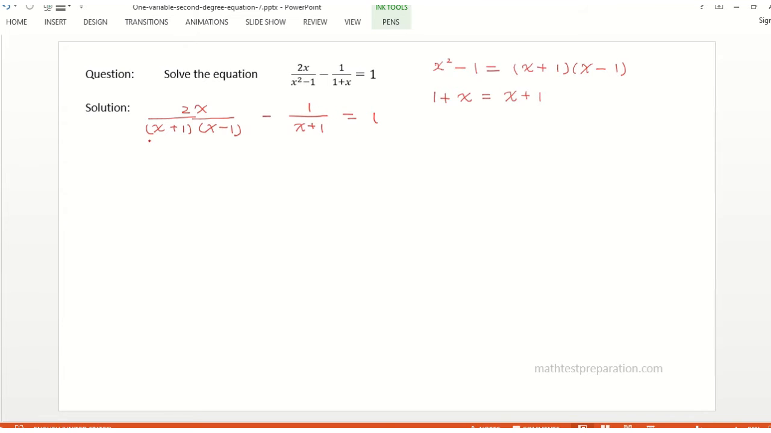Now, we need to remove x plus 1 and x subtract 1. So, both sides of the equation multiply x plus 1 times x subtract 1. So, x plus 1 multiply x subtract 1.